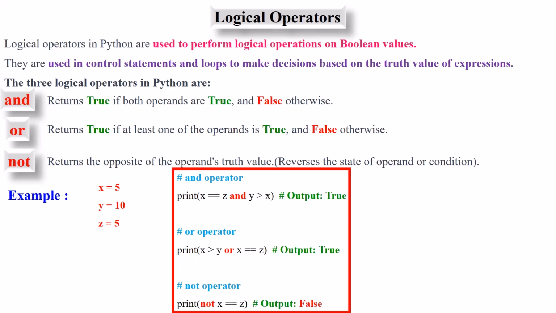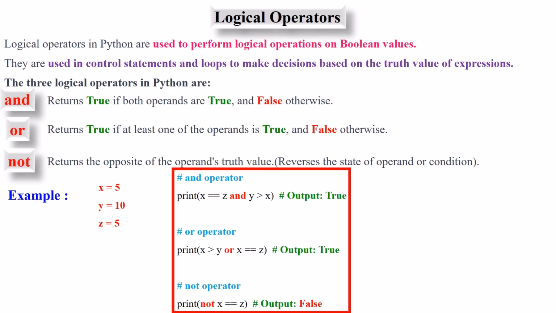In the second print statement, the or operator returns true if at least one of the operands is true, and false if both operands are false. In this case, the expression x greater than y evaluates to false because 5 is not greater than 10. The expression x equal to z evaluates to true because x and z both have a value of 5. Since one of the operands of the or operator, x equal to z, is true, the overall expression x greater than y or x equal to z evaluates to true.